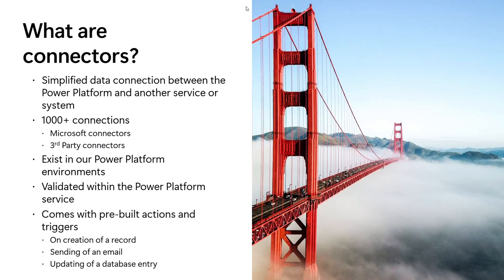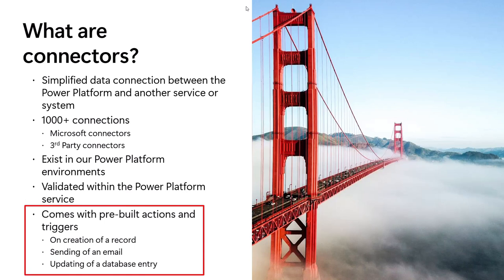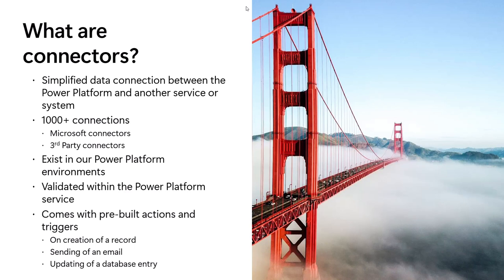So let's dive a little bit deeper into a connector. Connectors come with pre-built actions and triggers, and these can be configured to suit our needs. They include triggers such as on creation of a record, and actions such as sending of an email or updating of a database entry. A single connector can have more than one action, and within the context of a Power Automate cloud flow they can be combined. The productivity possibilities of using connectors in the context of Power Automate and the Power Platform are truly endless.